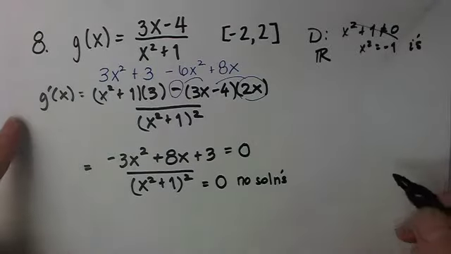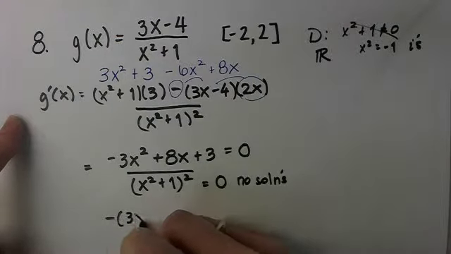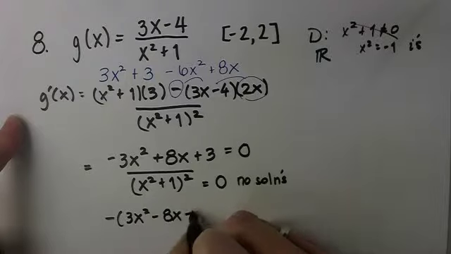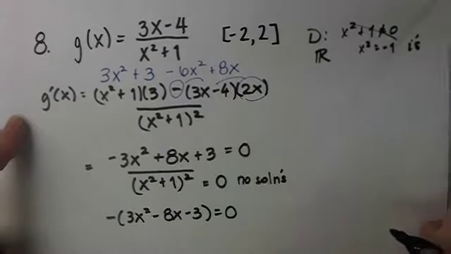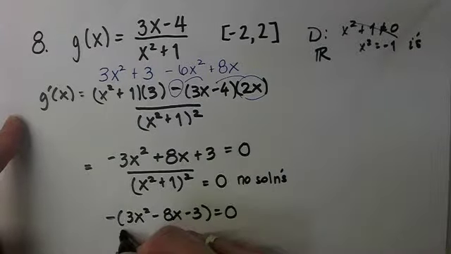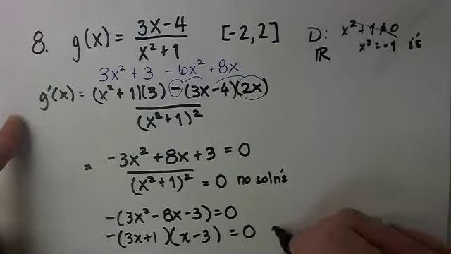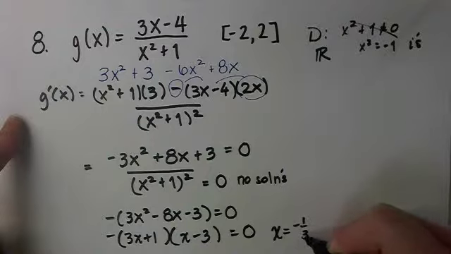All right, in the numerator, solving that, if you factor out a negative sign, then you've got 3x squared minus 8x minus 3 equals 0, which actually does factor nicely. This factors as (3x plus 1) times (x minus 3). So our two critical numbers are negative 1/3 and 3.